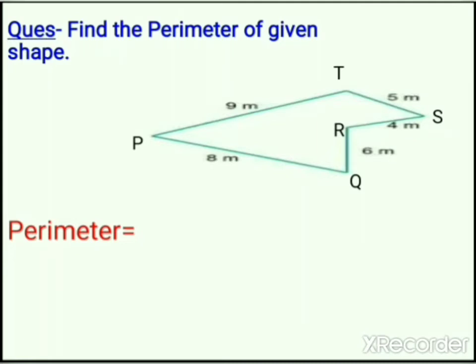Find the perimeter of the given shape. To find out the perimeter of this shape, we will add the length of all the sides. This is PT.